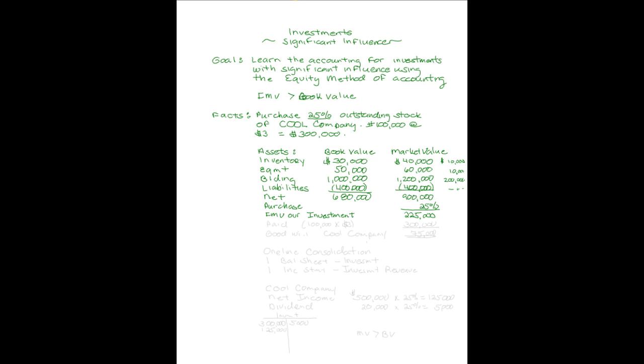Well, as you'll recall, we paid $300,000 because we bought 100,000 shares of stock at $3 a share. So there's some implicit goodwill in this transaction in the amount of $75,000. So that's our portion of the goodwill of Cool Company.